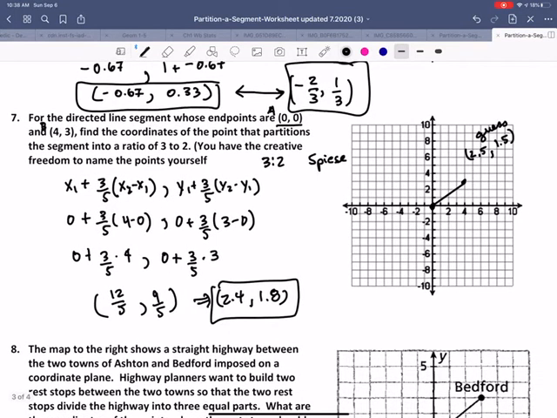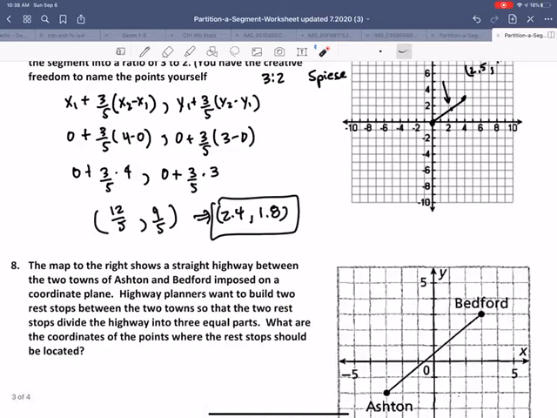So 2.4 and 1.8 looks pretty darn good. 3 equal pieces with 2 left to go. Beautiful. So my guess is actually pretty close, but this is more accurate. This is the correct answer.